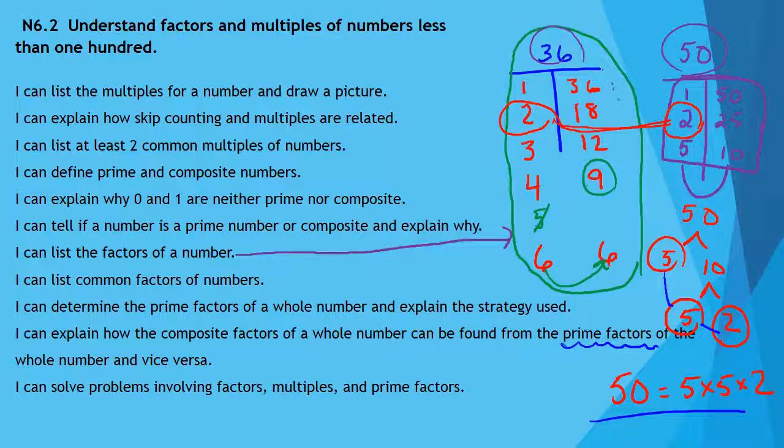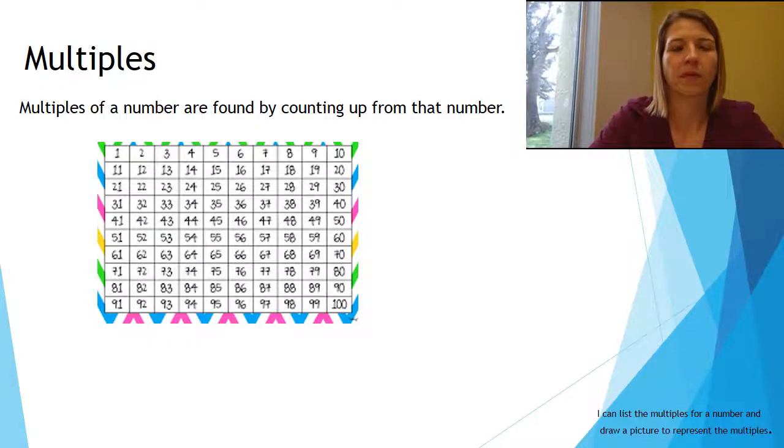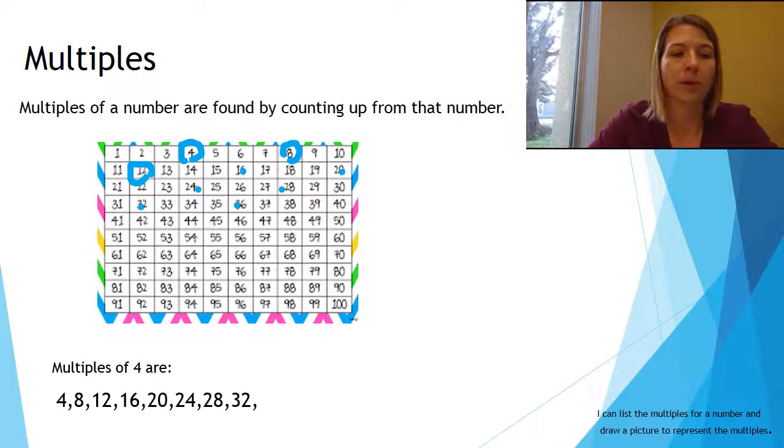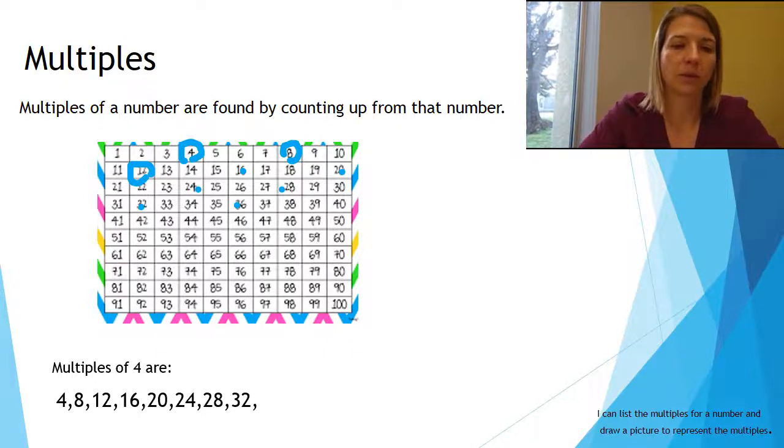I can solve problems involving factors, multiples, and prime factors. The multiples of a number are like skip counting up from that number. So the multiples of 4 would start at 4, count up 4 more to 8, count 4 to 12, 16, 20, 24, 28, 32, 36, and so on. The multiples of 4 then are written in a list: 4, 8, 12, 16, 20, 24, 28, and 32. Multiples could go on forever, so usually teachers will ask you to list the first 10 multiples of a number.